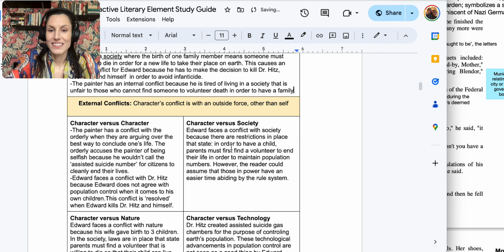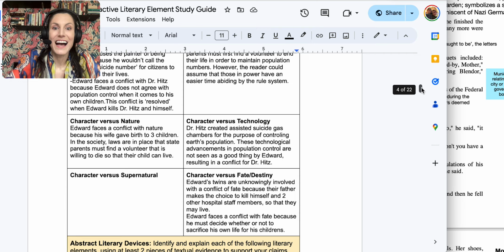Because Edward lives in this society where there are restrictions in place that state in order to have a child, parents must first find someone to volunteer to die. That is an incredibly difficult decision to make, obviously.